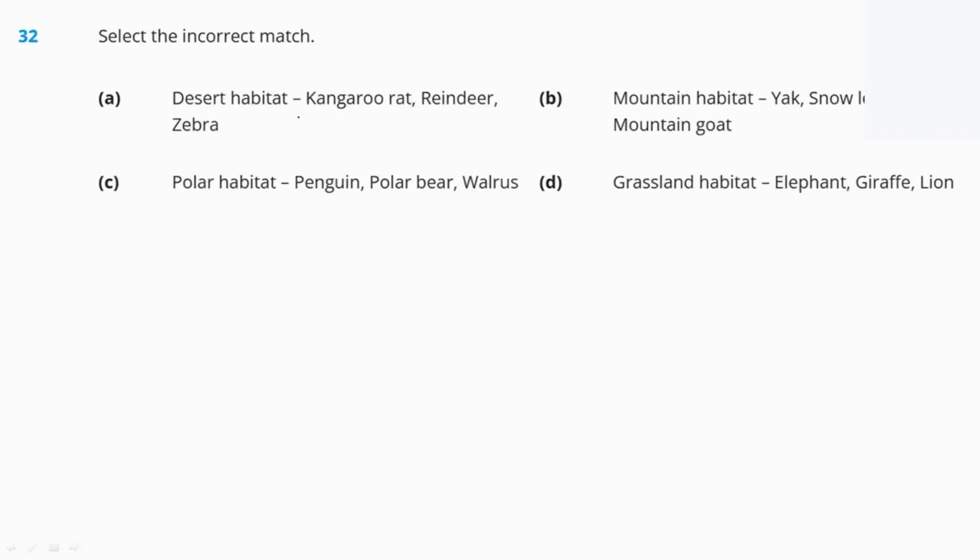Next, select the incorrect match. Desert habitat, kangaroo rat, deer, reindeer and zebra. Zebra is not found in desert habitat, so this is wrong. Mountain habitat, yak, snow leopard, mountain goat. This is correct. Okay, so option number A is our incorrect match. A is our right answer for this question.